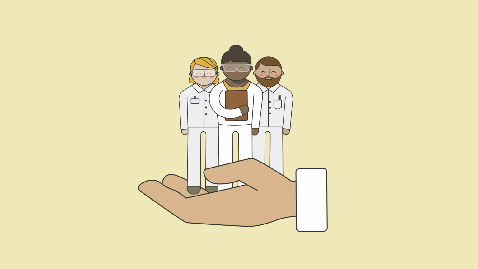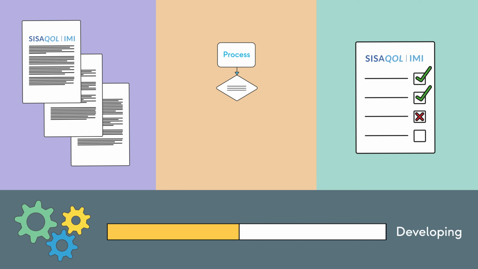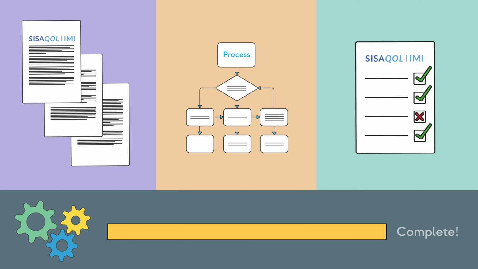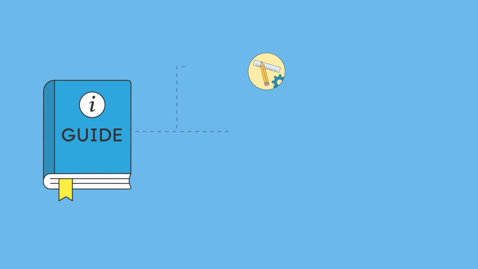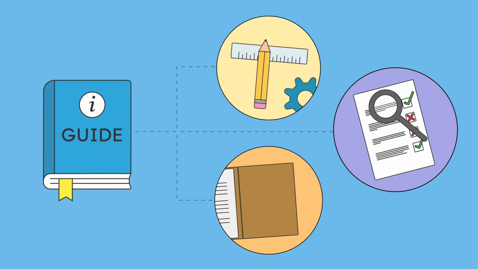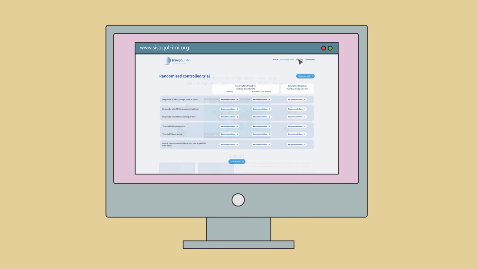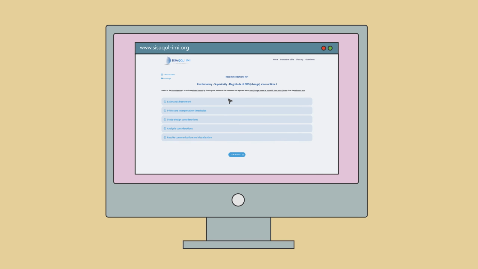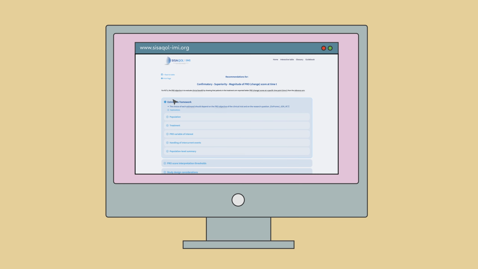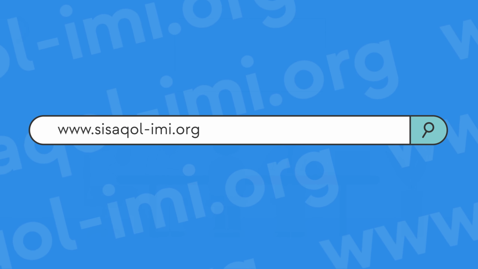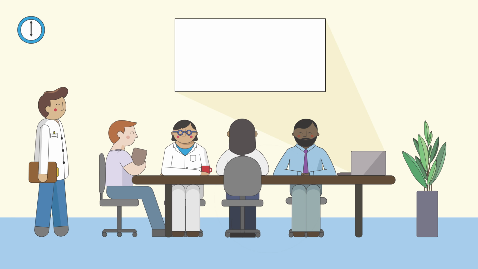To support researchers, the SISAQOL-IMI project developed a set of harmonized recommendations, tailored to different study designs and objectives, to guide the design, analysis, and reporting of PRO endpoints in clinical trials. In this video, we'll walk through the interactive recommendations table on the SISAQOL-IMI website and show how it can support clinical trial planning. At SISAQOL-IMI.org, you can find the interactive table for your study type.